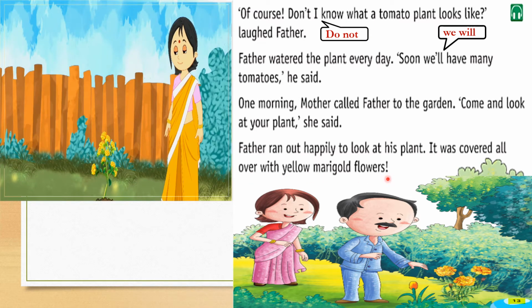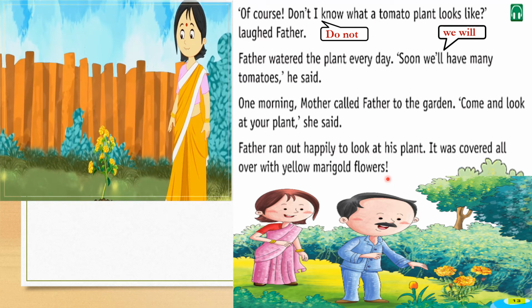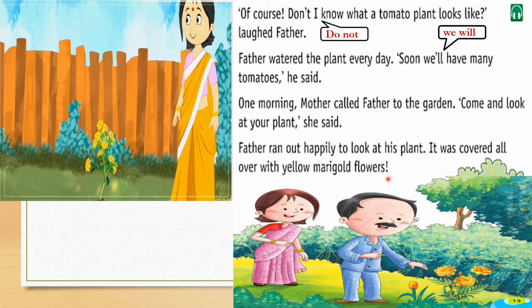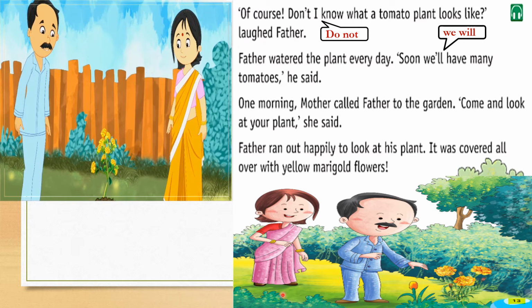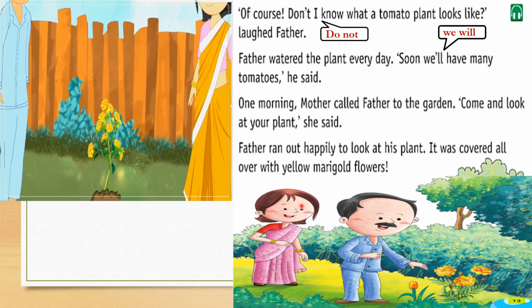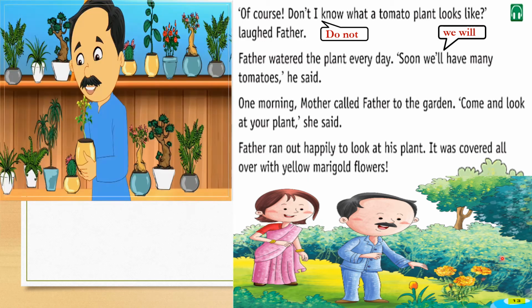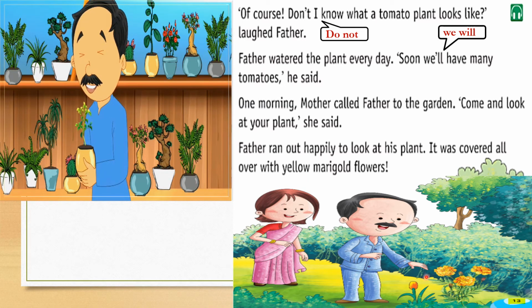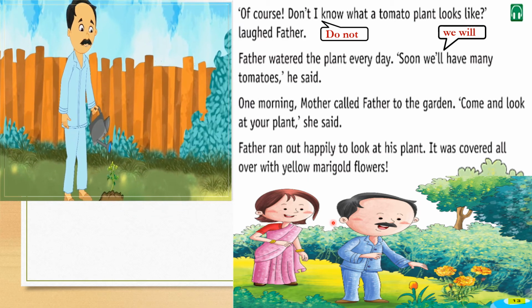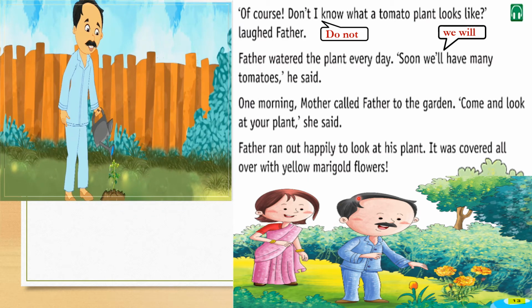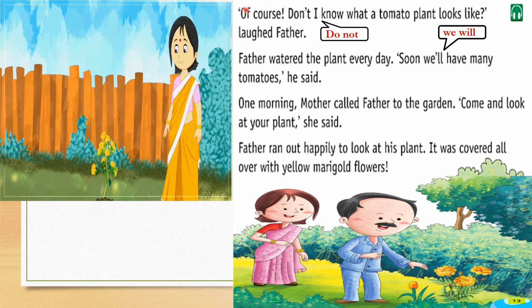My dear children, let us try to understand what is said in these lines. We want to see whether the plant selected by the father is a tomato plant or not. When Mother asked about that, the father was very sure. He said, "Of course, don't I know what a tomato plant looks like?" And he laughed at Mother.